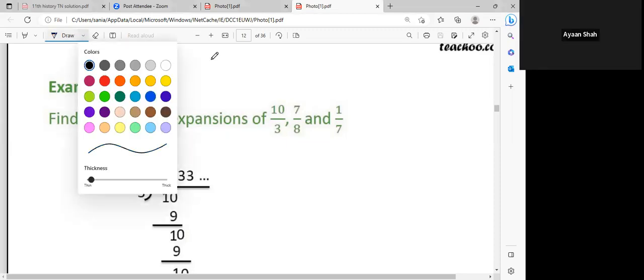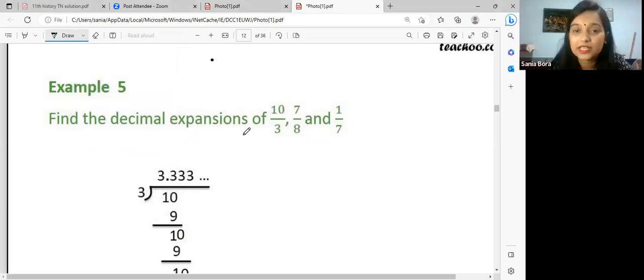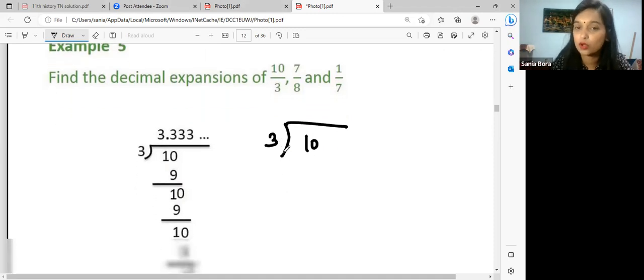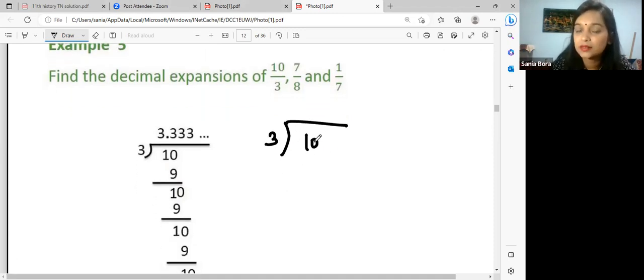Yes, ma'am. So now find the decimal expansion of 10 upon 3, 7 upon 8, and 1 upon 7. You have to find the decimal expansion. So usually what we do is basically like this, 10 upon 3. Now we are going to solve it. In the three tables, 10 comes as 3, right? You know how to divide, right? Usually everyone does it till here.